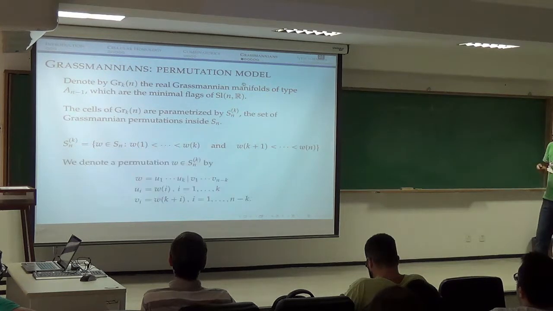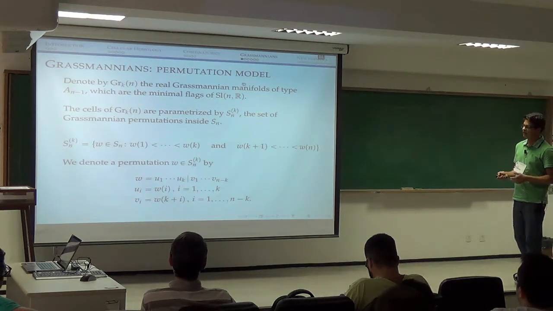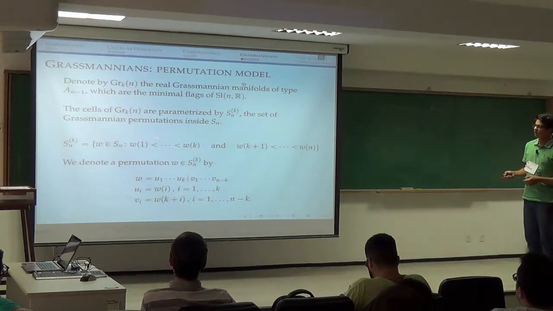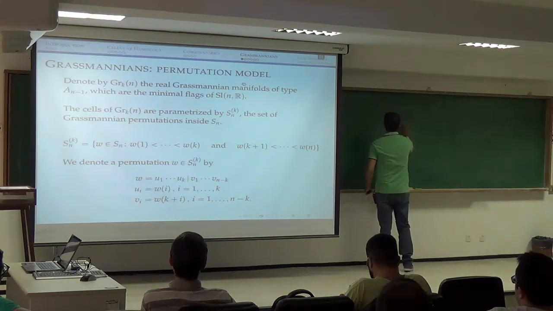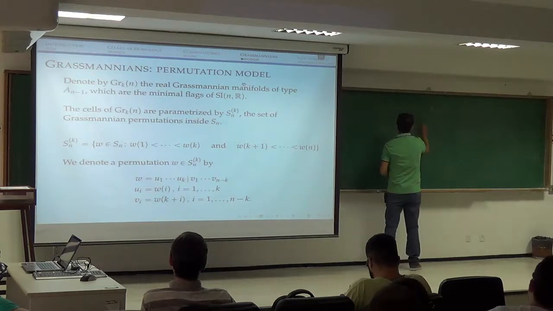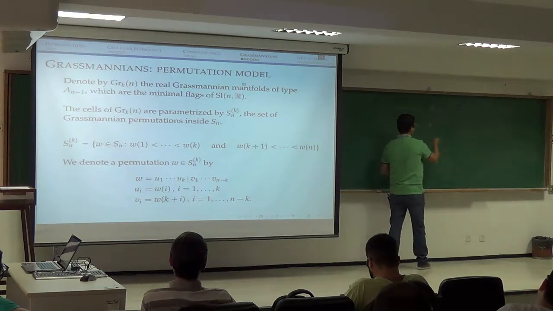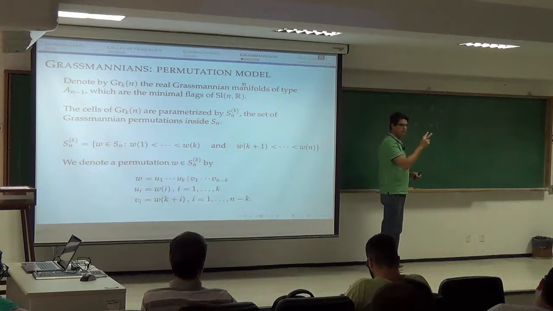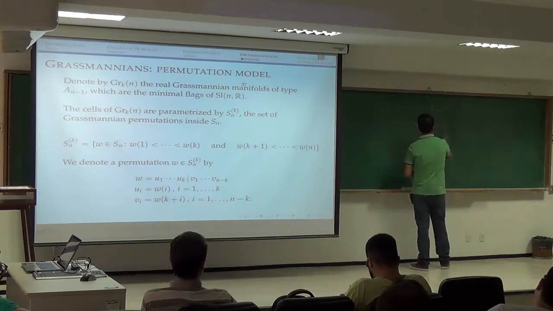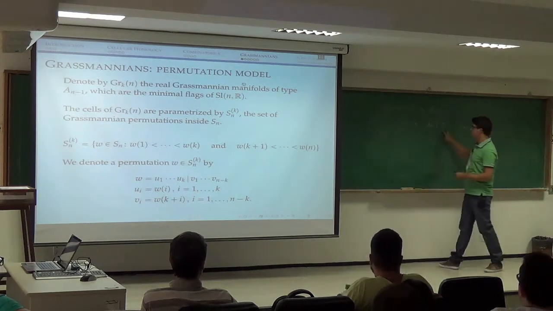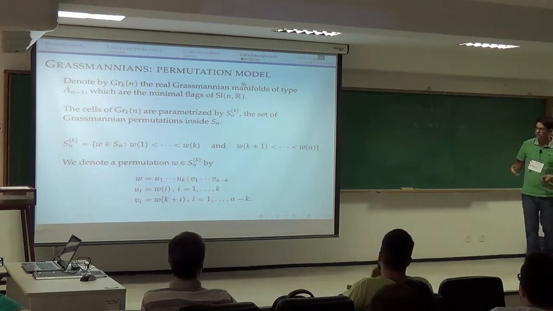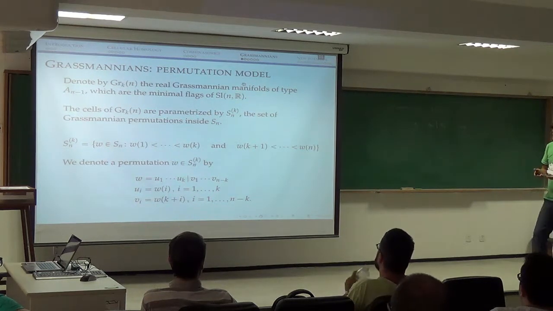And to simplify the notation even more, instead of putting this notation, we denote a permutation by U1 to Uk, the first k entries. We put a bar here to denote this break in the order. And here we start with V1 again, V1 up to V n minus k. We reorder here. It's only a notation, but it makes things easier.